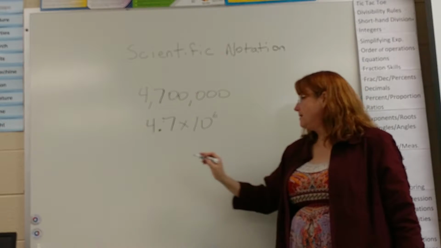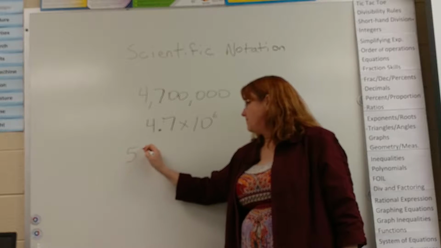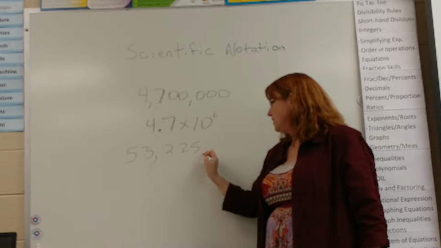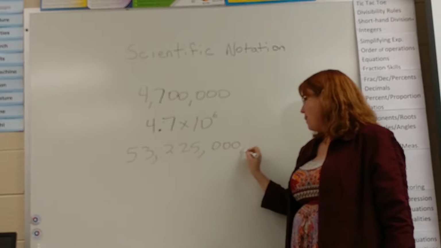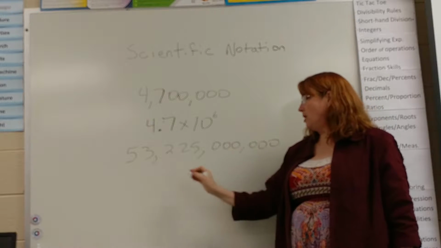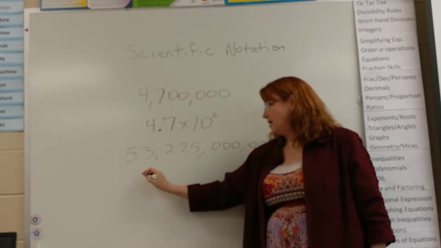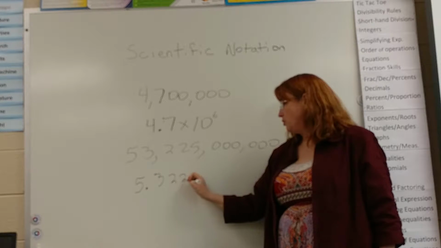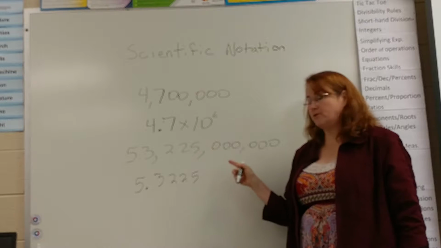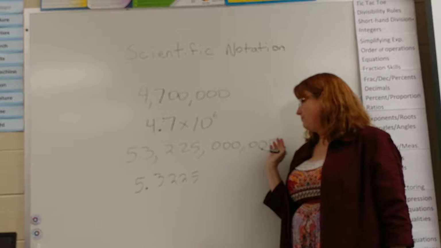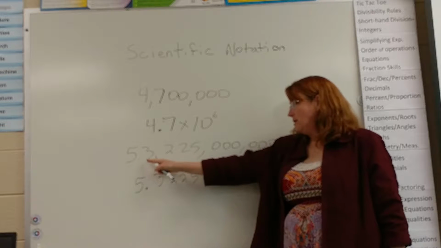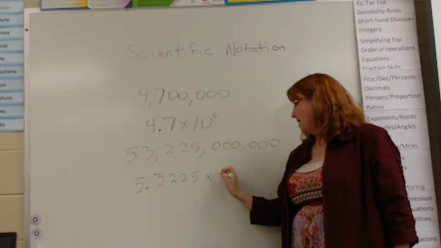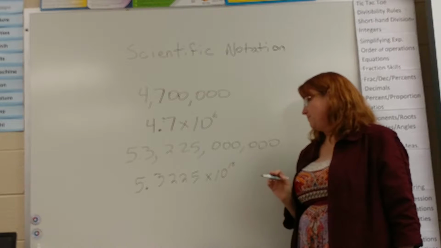If I had 53,225,000,000, I'm still going to put a decimal point here, and I'm going to have 5.3225. I have to take all the numbers that follow it. The zeros drop off, but I count from the decimal point. 1, 2, 3, 4, 5, 6, 7, 8, 9, 10. So it's times 10 to the 10th.